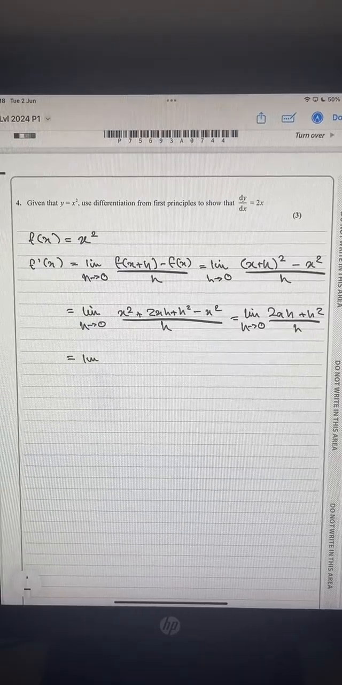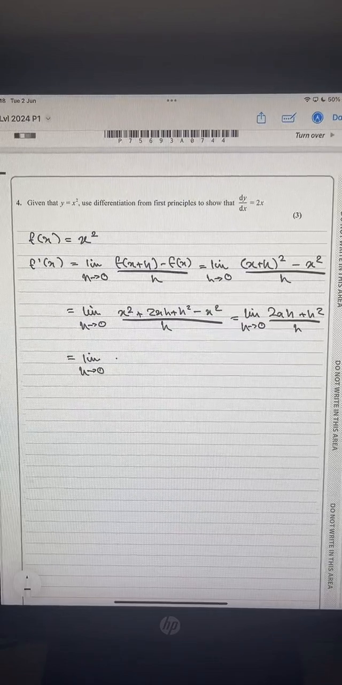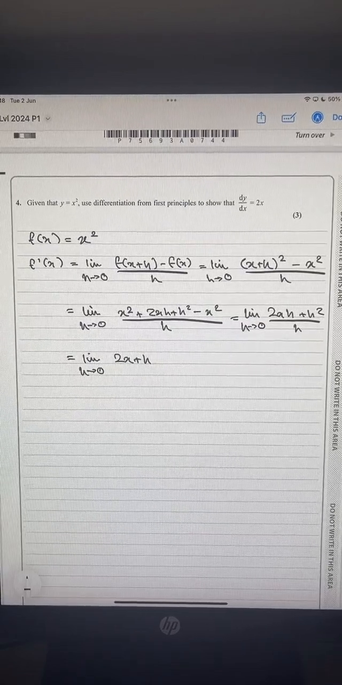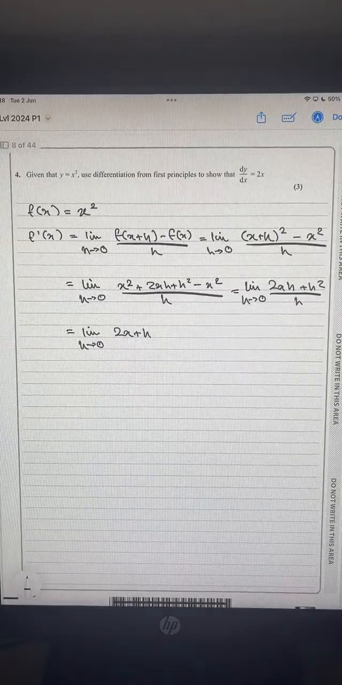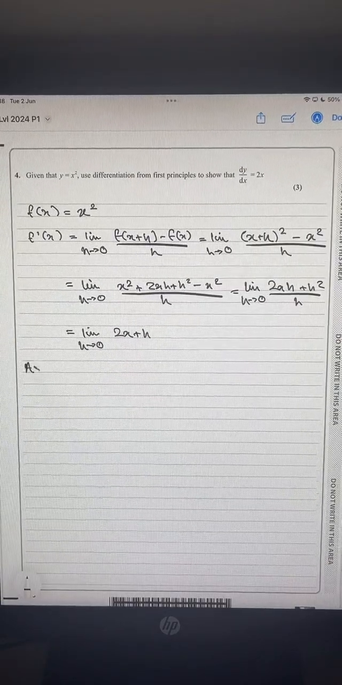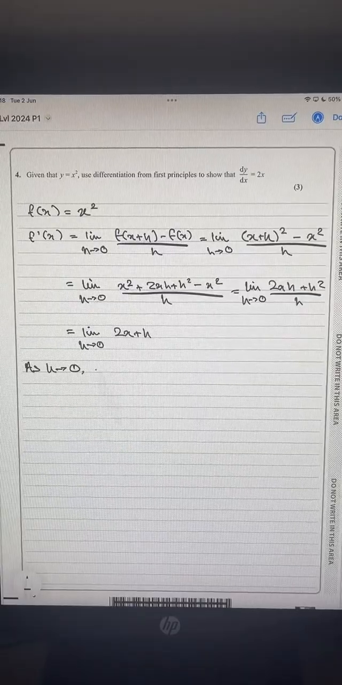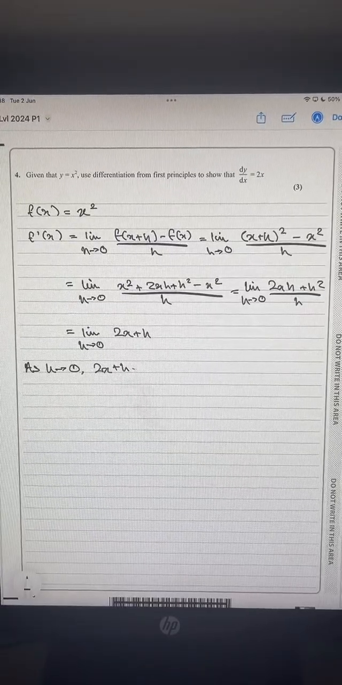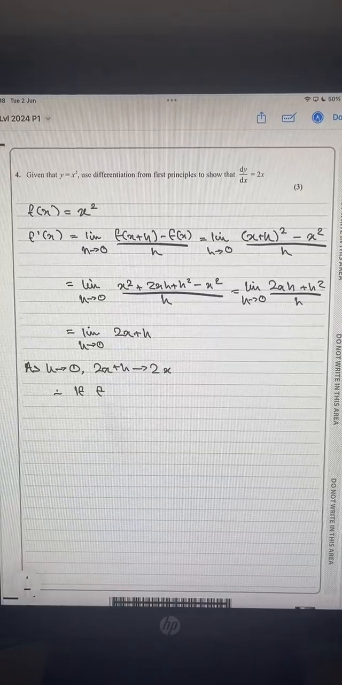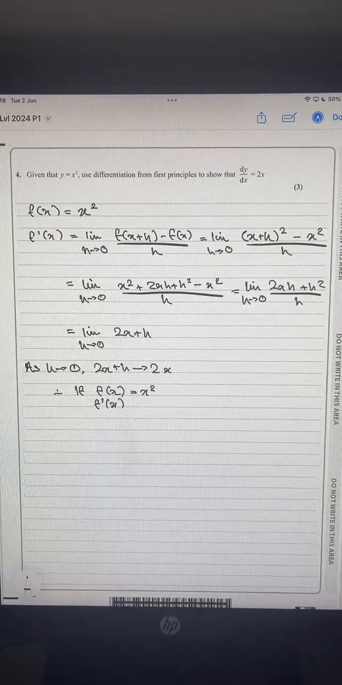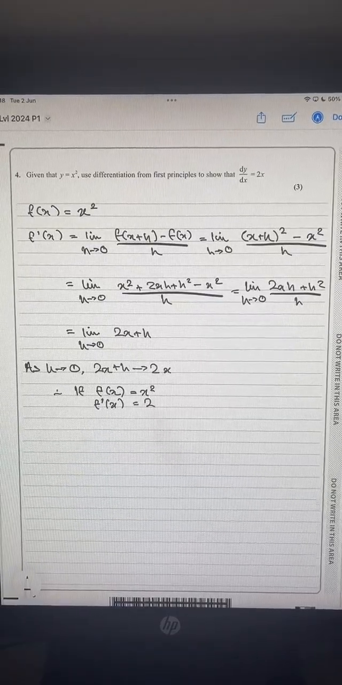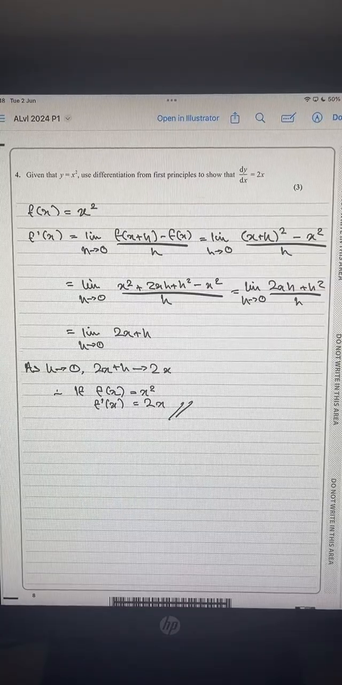So then I do the limit as h tends to 0 of 2x plus h. And that's it. Well, not quite yet. That's the algebraic fudging. Now I just need to be formal and say as h tends to 0, 2x plus h tends to 2x. So I have my little conclusion. Therefore, if f of x is equal to x squared, shockingly, f dash of x is equal to 2x. And that is my favorite ever first principles question.